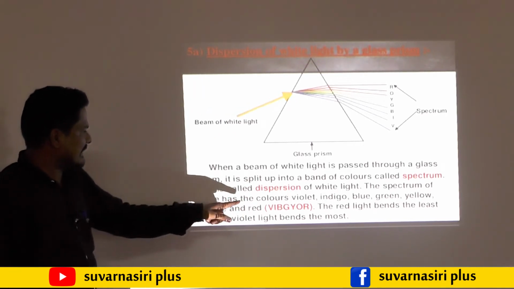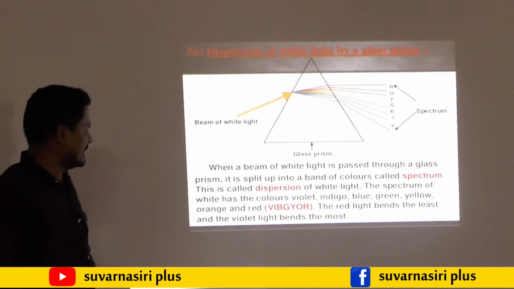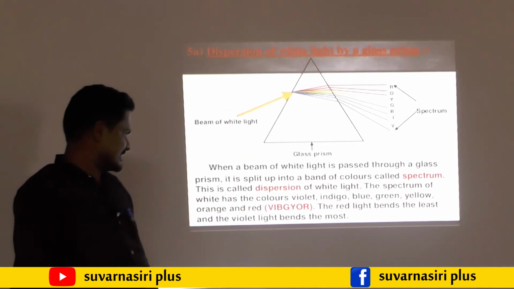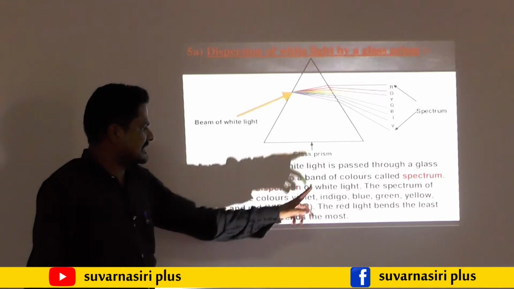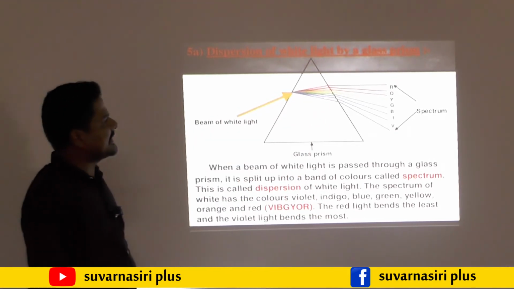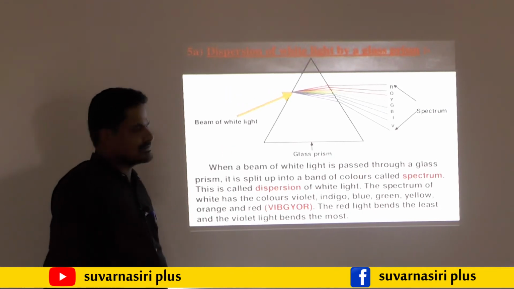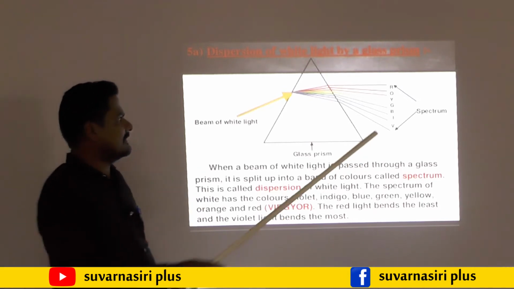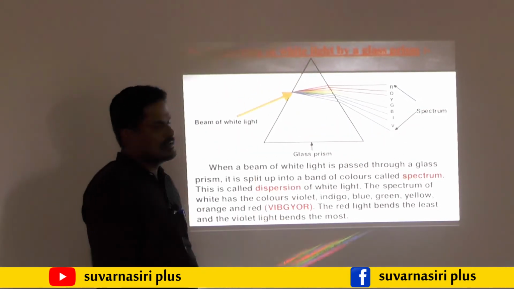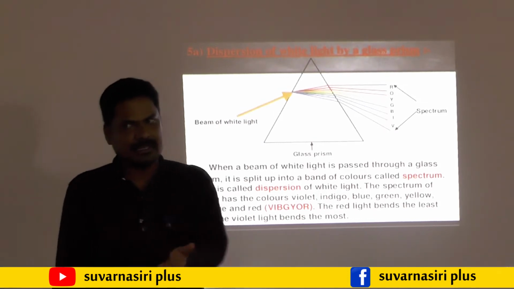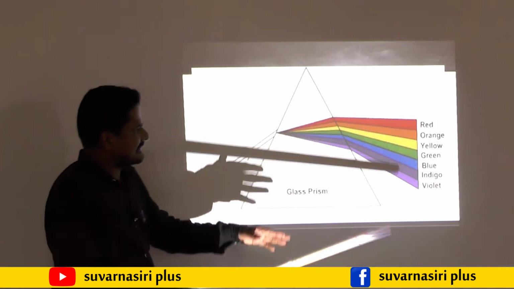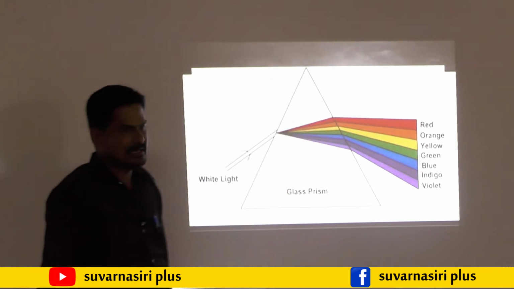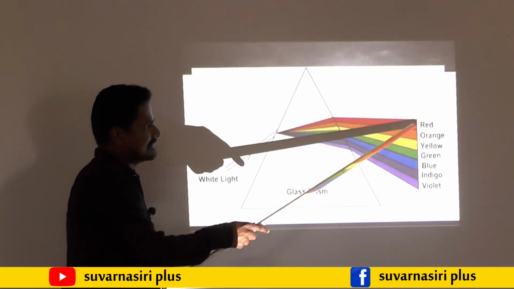The spectrum of white light has the colors violet, indigo, blue, green, yellow, orange and red, that is VIBGYOR. The red light bends the least and the violet light bends the most. What is the reason behind this? Why does red light bend least and violet bend more? Because of wavelength. The wavelength of red light is more, and the wavelength of violet is less. Due to that, we see different bands of colors. Violet bends more and red bends less.